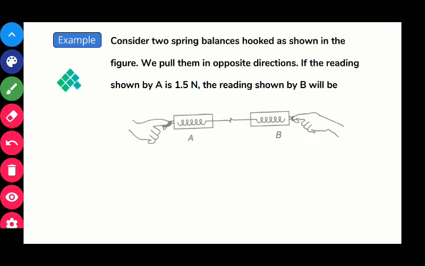Okay. Now we have to apply Newton's third law. If the reading shown by A is 1.5 Newton, that means you are applying a force of 1.5 Newton in this direction. Therefore, the reading shown by B will be the same, right? Because for every action there is an equal and opposite reaction. Therefore, the reading shown by B will be 1.5 Newton. That's the answer. You have to apply the concept of Newton's third law. That's enough. Okay, now we are proceeding to the next numerical.